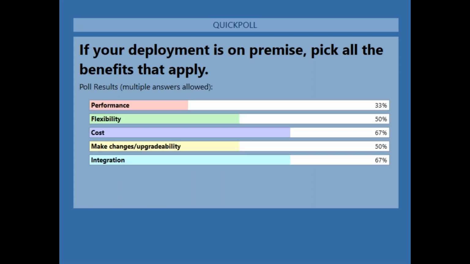Performance, flexibility, cost, make changes. The biggest difference, I think, is in the last two, where you see the make changes upgradability being a little less here and the integration being higher. I think some of the other elements were similar. The cost here might have a higher benefit than on the cloud. Again, I'll challenge everybody to find their actual bill of internal IT and see how that translates into hosting.